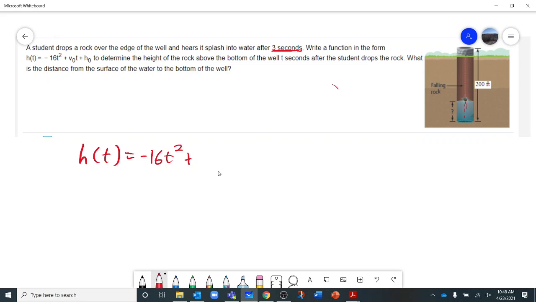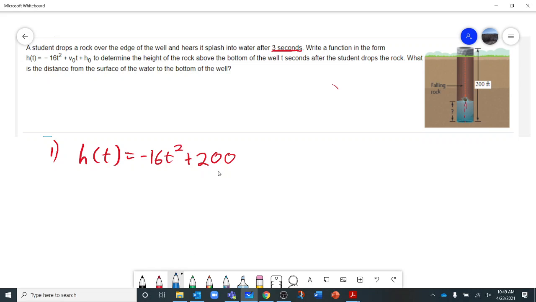And then our initial height, we look at the diagram. From the very bottom of the well to the very top of the well, where we pushed the rock off of the edge, is 200 feet. So negative 16t squared plus 200 is going to be our function. So that's the first part.